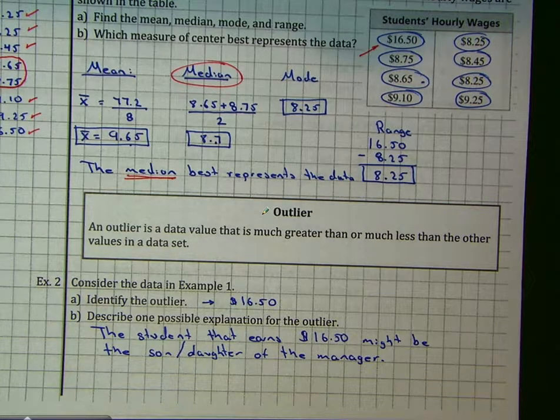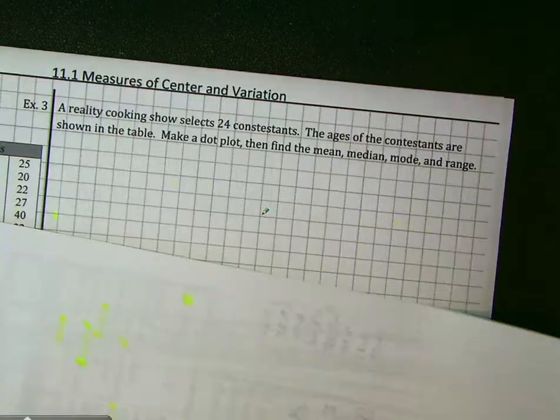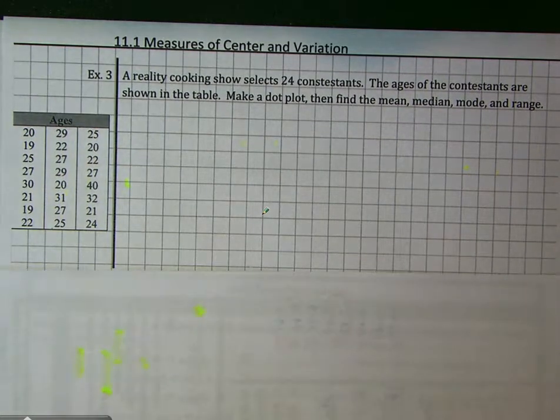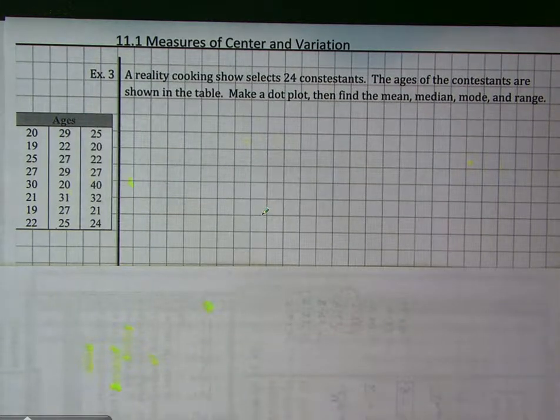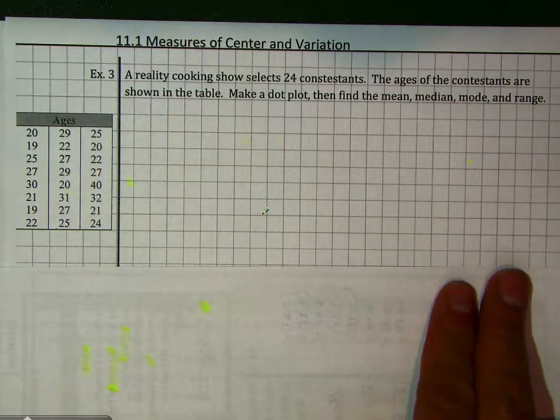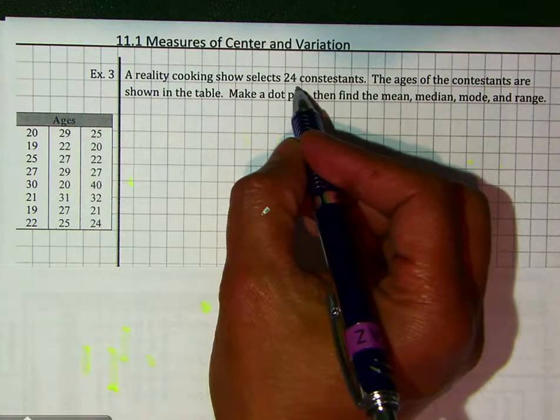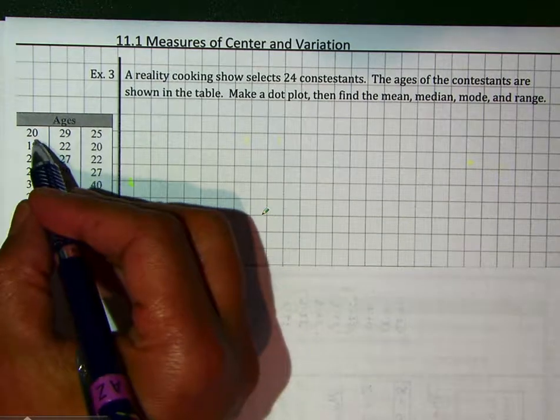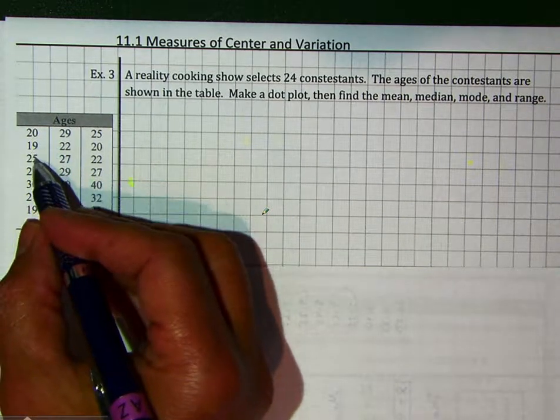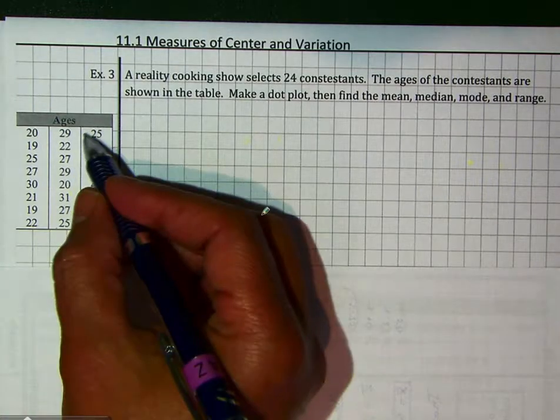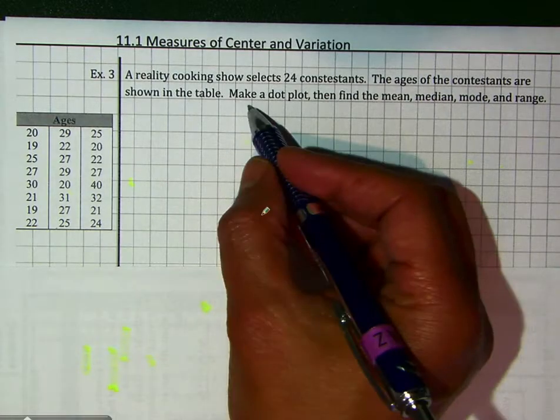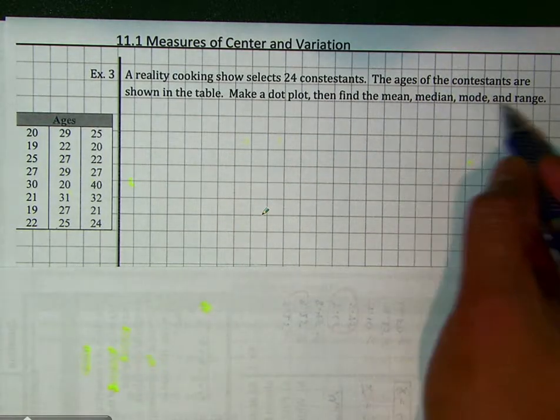So let's continue to example number 3. We're going to take time to copy it down, and then we can start once you're ready. Go and pause it. A reality cooking show selects 24 contestants. The ages of the contestants are shown in the table. So notice that the ages go from 19 up to the highest one, 40. Make a dot plot, then find the mean, median, mode, and range.